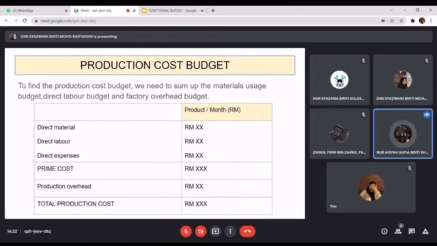The last element in functional budget is the production cost budget. To find the production cost budget, first we need to sum up the material usage budget, direct labor budget, and factory overhead budget. The first step in the production cost budget is to sum up the direct material, direct labor, and direct expenses to find out the prime cost. Next is to put in the total production overhead, and total it up with the prime cost to find the total production cost.